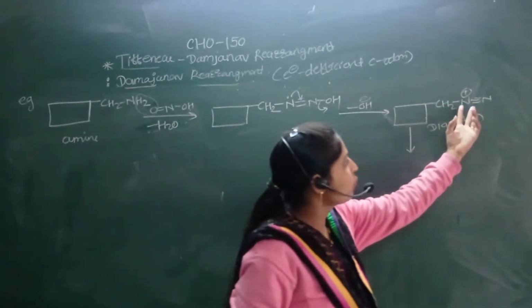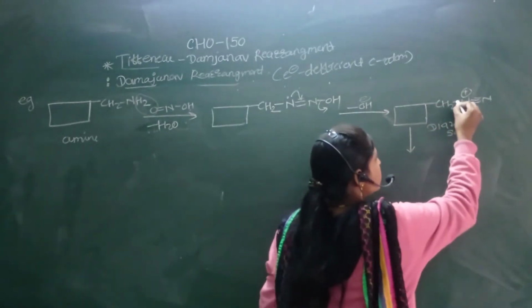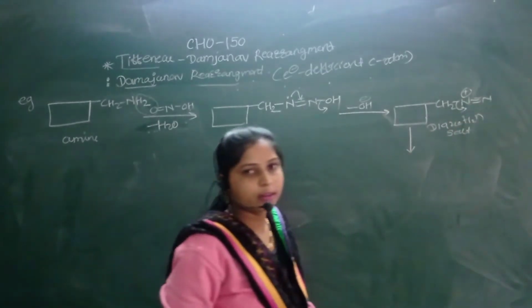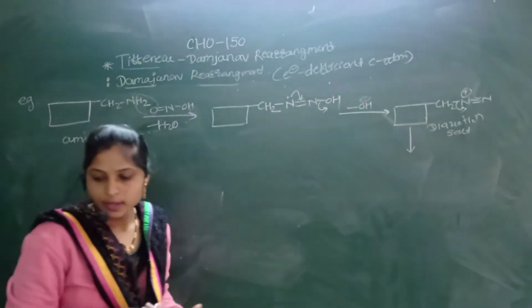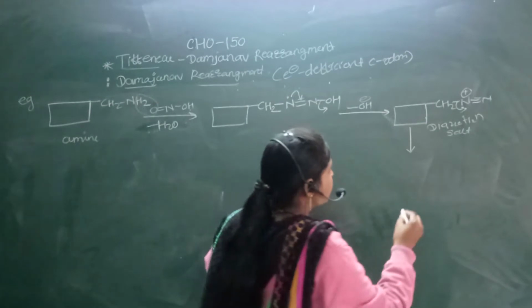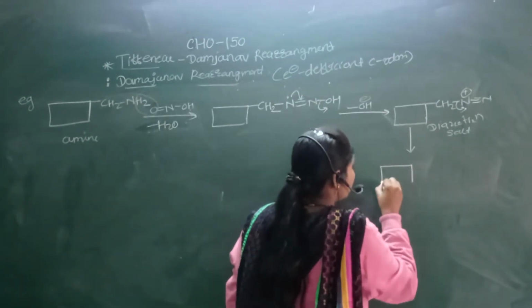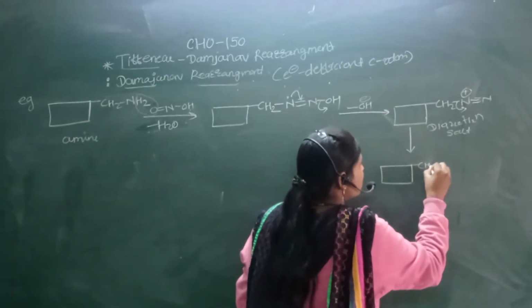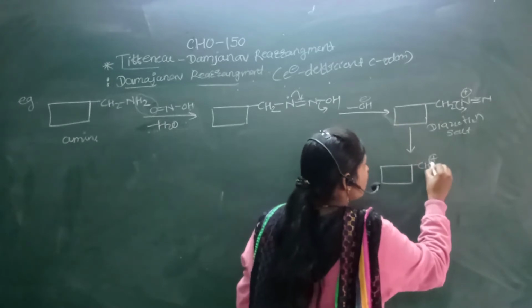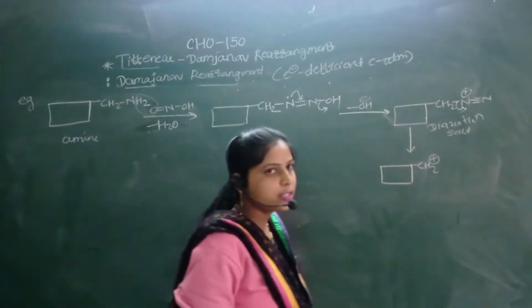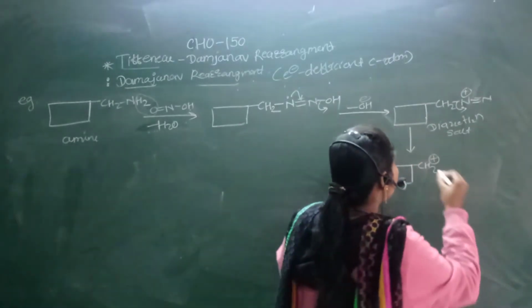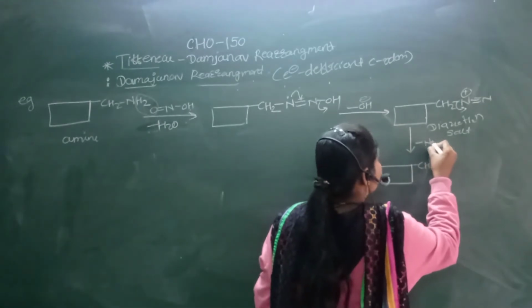So here is the formation of N2. This N2 can be easily departed. Formation of the diazonium salt, where the carbon carries a positive charge. So here is the removal of N2.